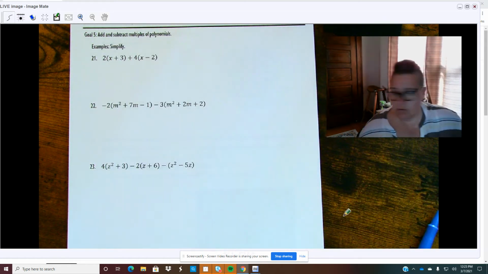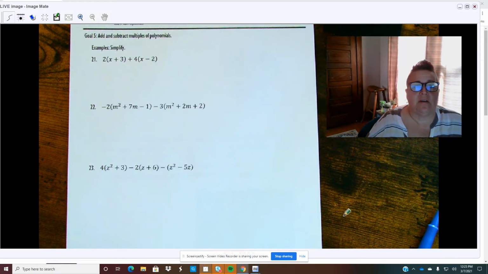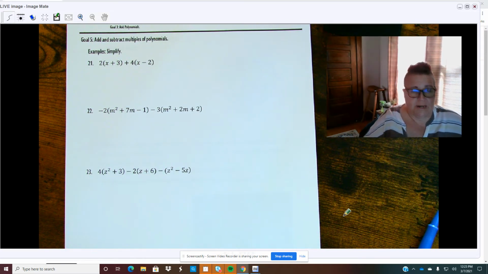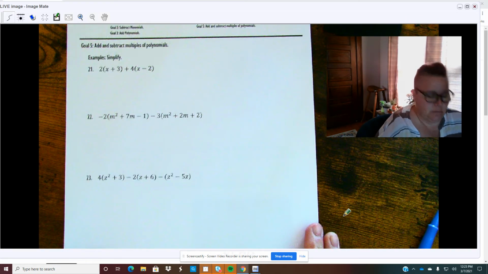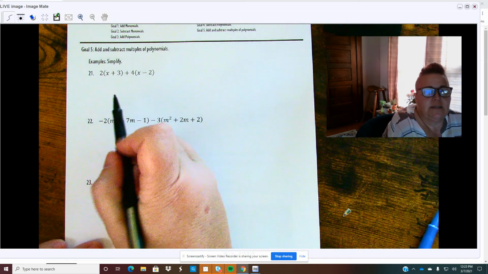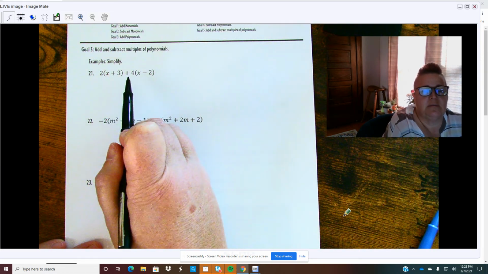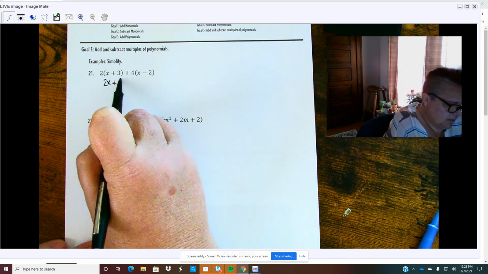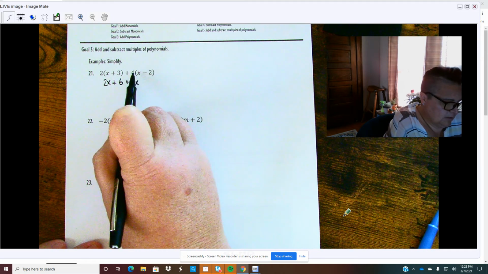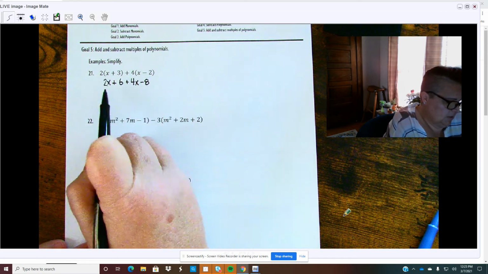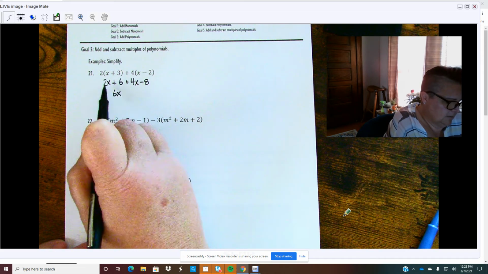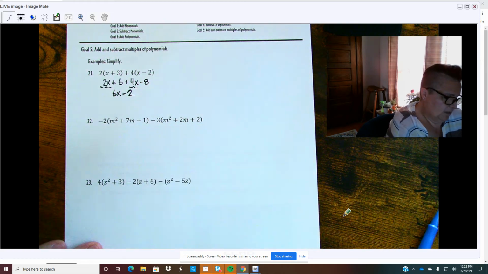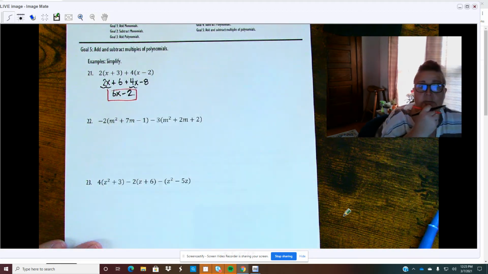All right. We're still going. We're going to keep trying a few problems here. Now, we're going to add in some distribution before we do the addition and subtraction. So, let's see what we've got. Simplify 2 times the quantity x plus 3 plus 4 times the quantity x minus 2. This becomes 2x plus 6 plus 4x minus 8. 2x and 4x is 6x. Plus 6 minus 8 is a minus 2. I cannot put together the x and the minus 2, so I'm good.